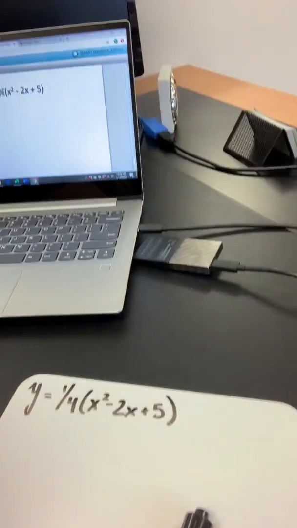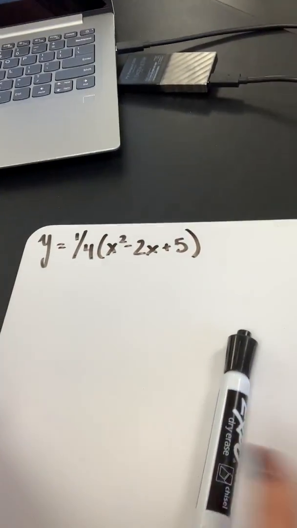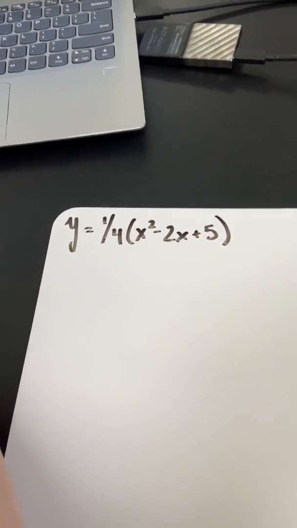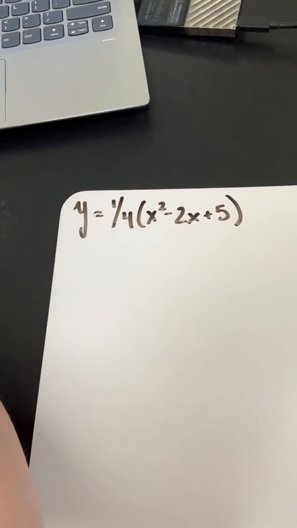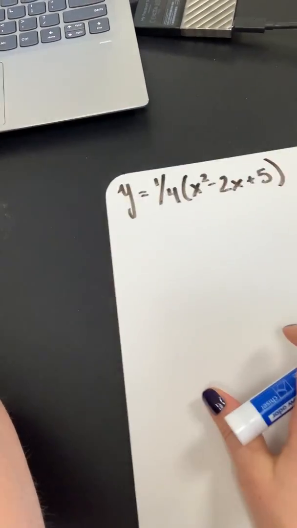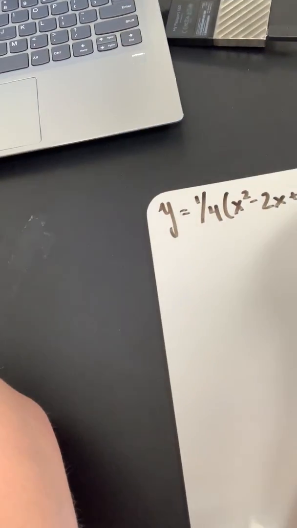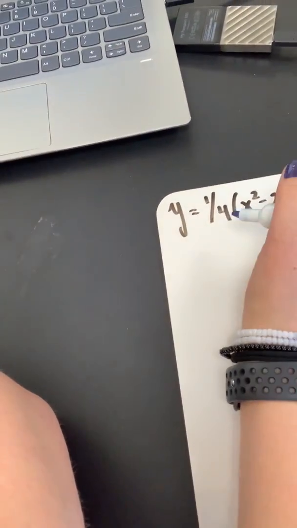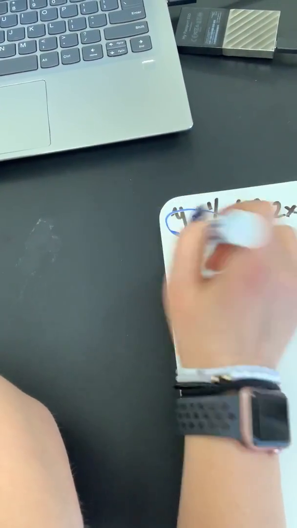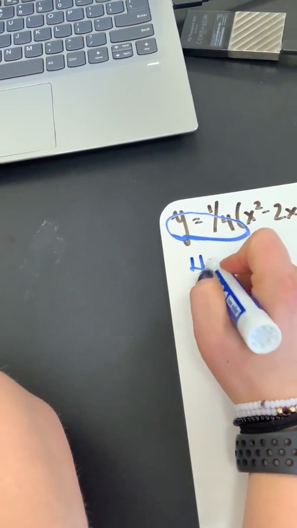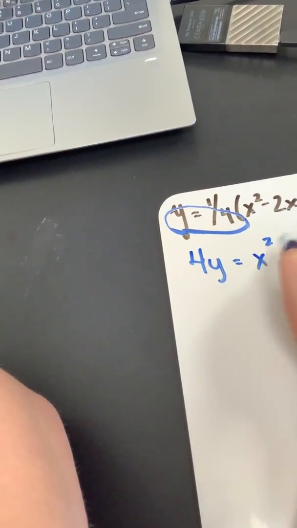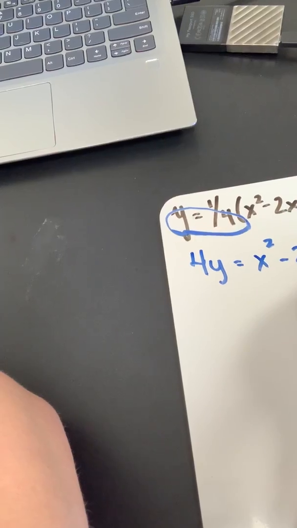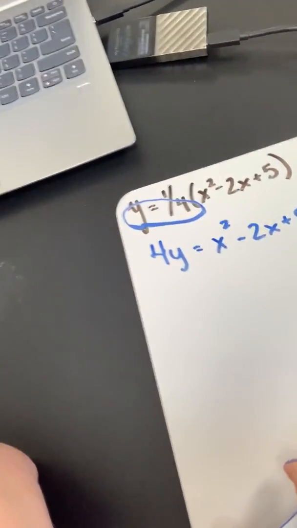So what I want to do first is always try to get rid of the fraction down in front, right? Make your life easier. So we know that there's 1/4. We're going to go ahead and multiply the entire equation by 4 so that we can get rid of that 1/4, right? So I just kind of loop it. We've got 4y is equal to x squared minus 2x plus 5. Now, we know that we have to complete the square, right?